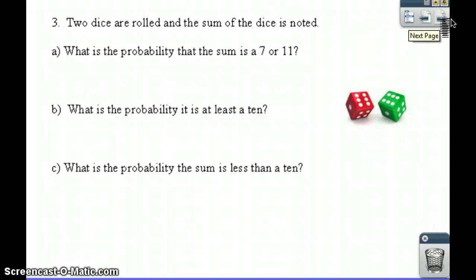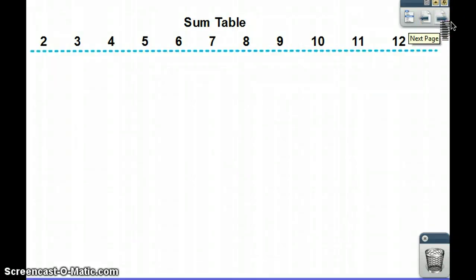Okay, this next problem is a little different because we're talking about 2 die being rolled and looking at what the sums could possibly be. So we're going to make a chart, and I suggest you make this chart somewhere on your notes paper because we're going to refer back to it, and you might have some homework problems that deal with this. So we're going to make a sum table. When you roll 2 die, the smallest they can add up to is 2. If you roll 2 1s, they add up to 2. And the biggest they can add up to is 12. If you roll 2 6s, they add up to 12.